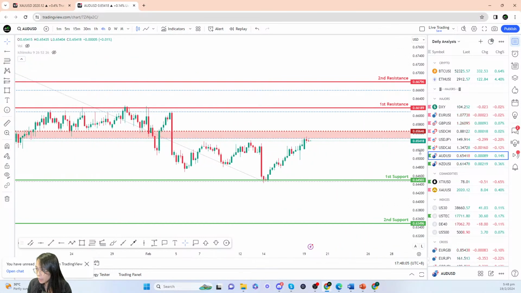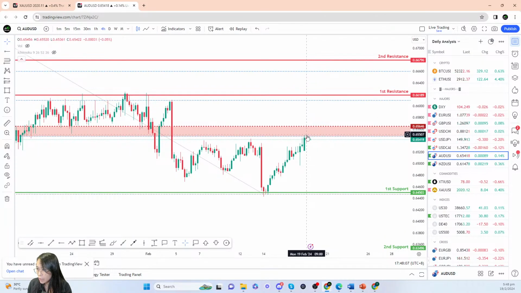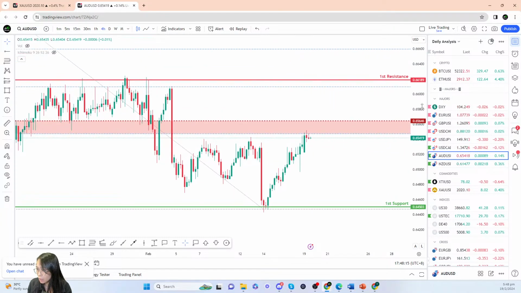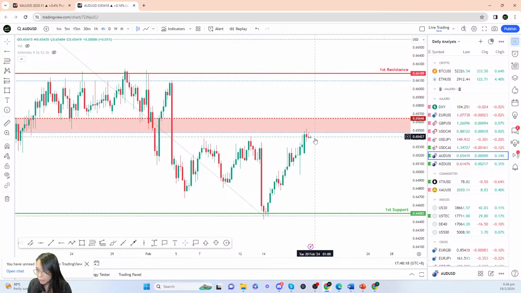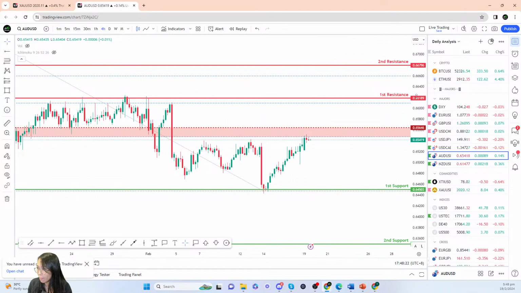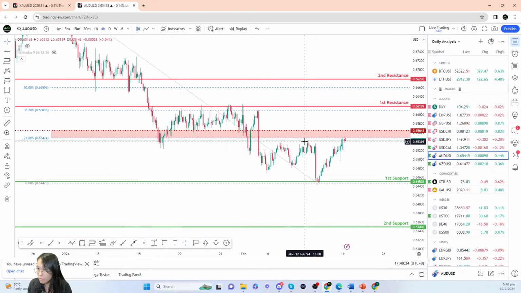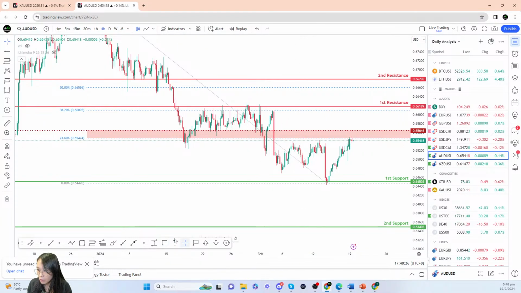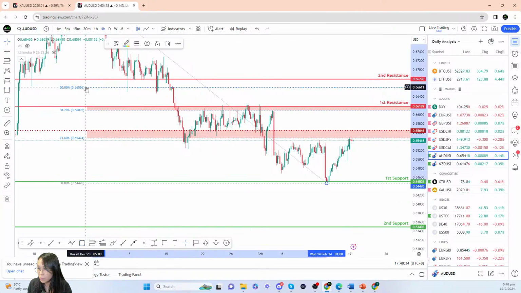If you zoom in, you can see that when price touches this level, the 23.69, it has a slight pullback, and now a bullish candle has formed again. This is followed by my first resistance that aligns with 38, and the second aligns with the 50.